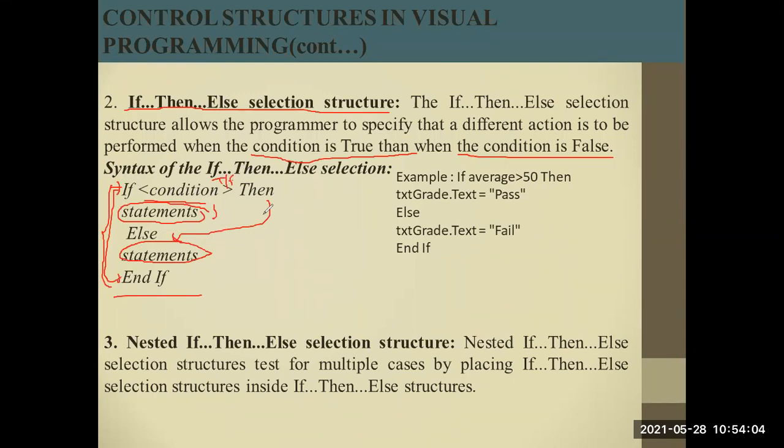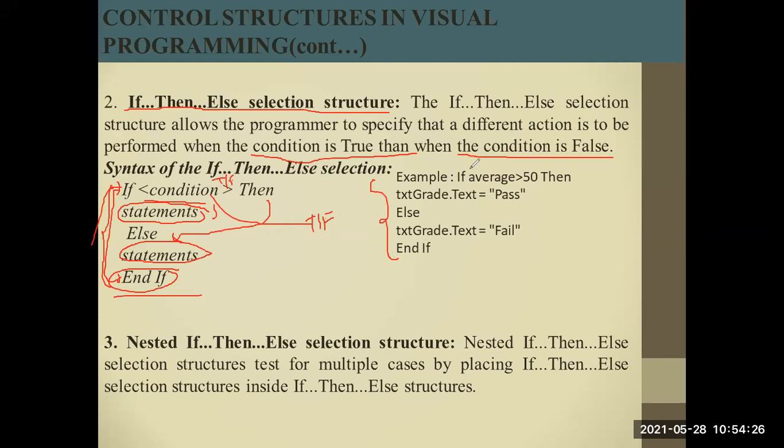Right. If the condition is true, then you perform a certain action. Else, you perform another action. So two actions are performed based on whether the condition is true or false, and the second thing is that you have to end the If with the End If.